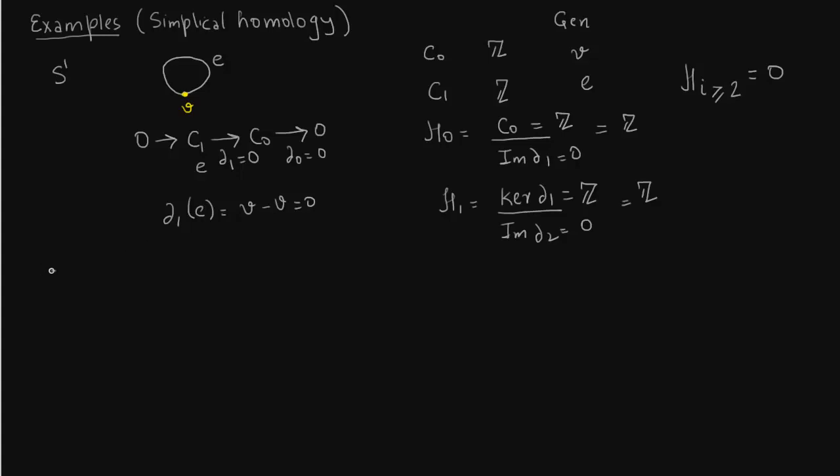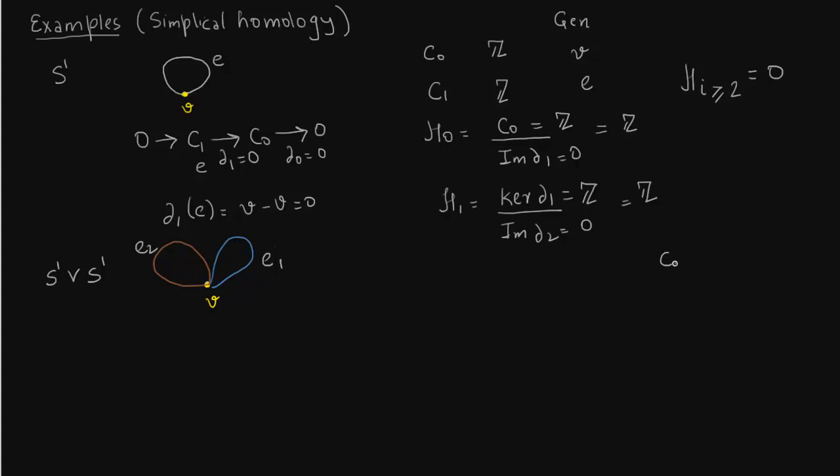So let us consider another example. So here I have taken the wedge product of two circles. So you take the vertex V, one zero cell, and two one cells. One is the edge E1, another is edge E2. Again we will have a very similar thing. C0 is generated by a single zero cell, vertex V, that will generate Z, the integers. Similarly, E1 will generate integers and E2 will generate integers.